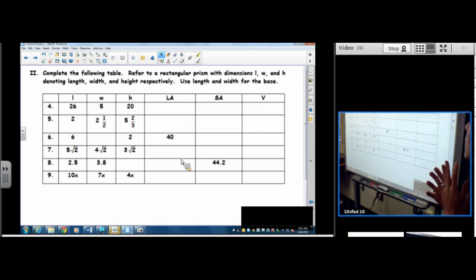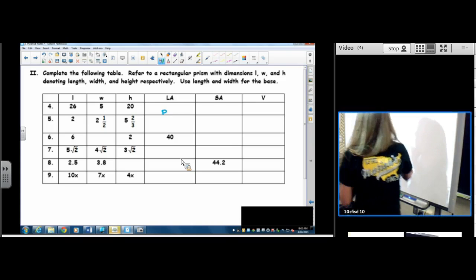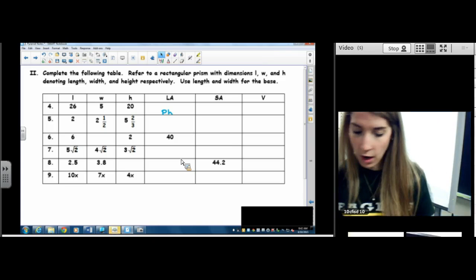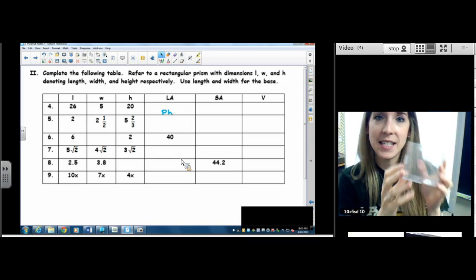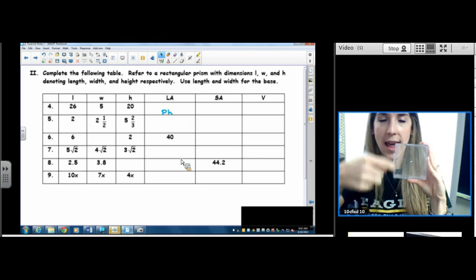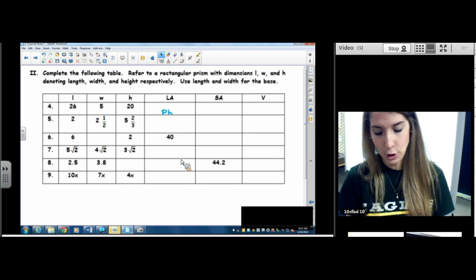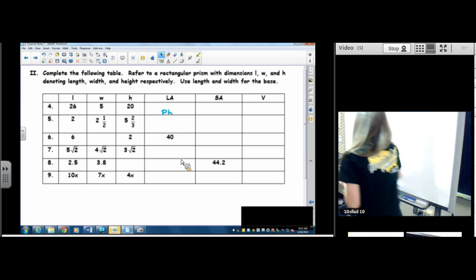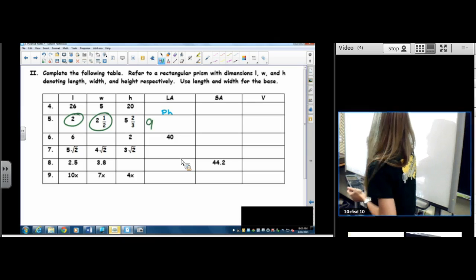So the LA on number 5, we know it is P times H. Now, in this example, in all of these, 4 through 9, our shape is a rectangular prism. So the P is the perimeter of the base. The base is a rectangle. So if I know the length and I know the width, then I can find the perimeter. So I know the perimeter is 2 times 2 plus 2.5 times 2. I'm using this times 2 plus this times 2. So I know the perimeter is 9.